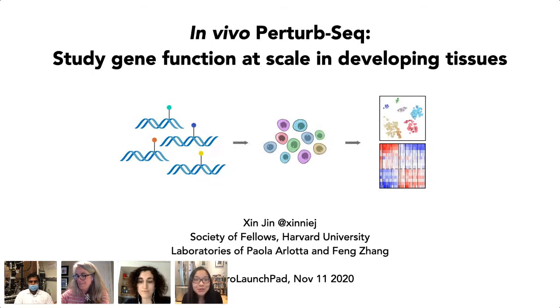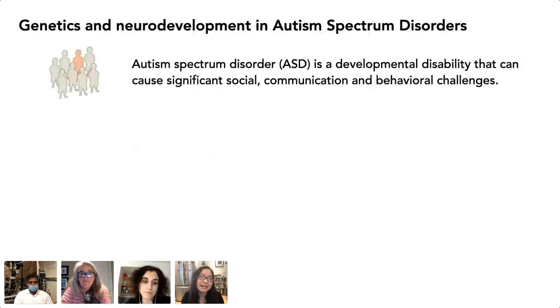So as Anne introduced, I'm going to talk about this project that was done in Feng and Paola's lab, in close collaboration with Aviv Regev. We're interested in developing a systems approach to study gene function inside an intact tissue. This idea is really driven by neurological diseases and disorders.